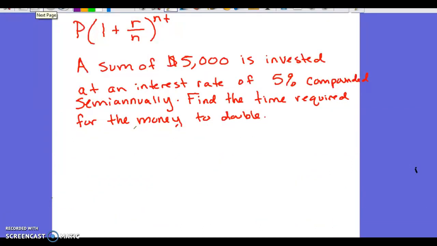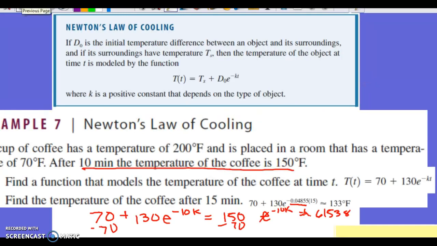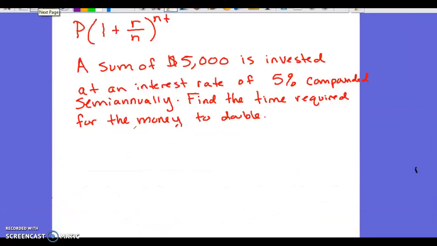Okay, so let's look at a super realistic word problem, something that anyone could do. We're not looking at physics and chemistry, because not everyone's going to have to do those things, but money. That's something everyone has to deal with. So we talked about this formula early on, and a super realistic problem: if I invest $5,000, how much time is it going to take for my money to double? How long do I have to sit there and let it be?